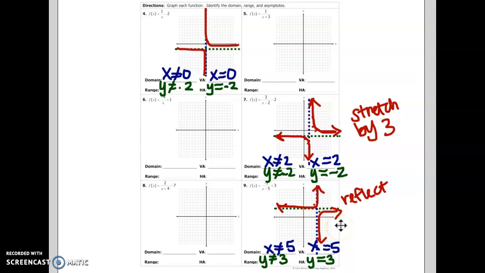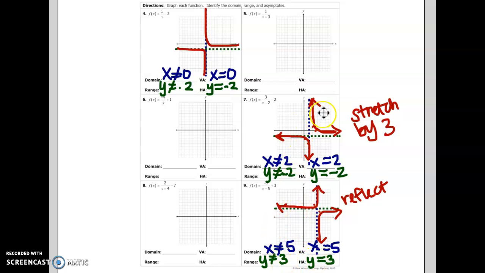But number 9, moving on to that one. It looks like it's just negative 1 for my a value, so I said it should be a reflection. We're moving right 5, up 3, so that should be reflected in my vertical and horizontal asymptotes. My vertical asymptote is at x equals 5. My horizontal is at y equals 3, so that tells me domain and range.